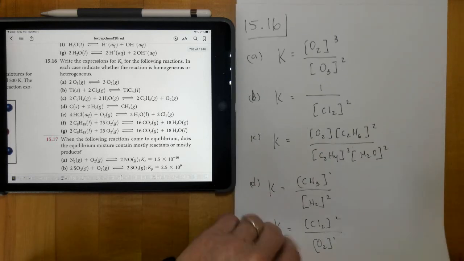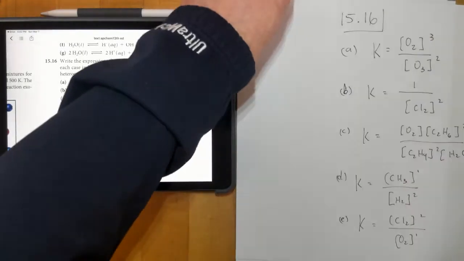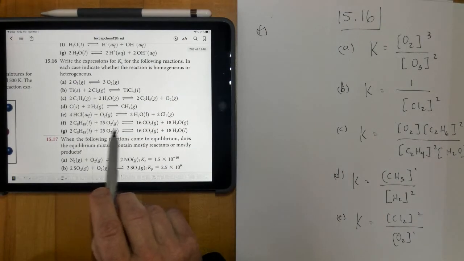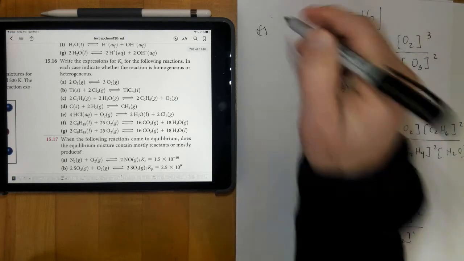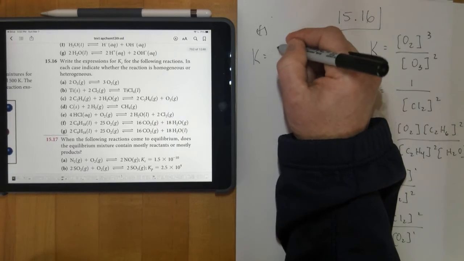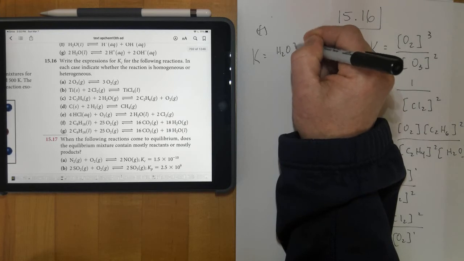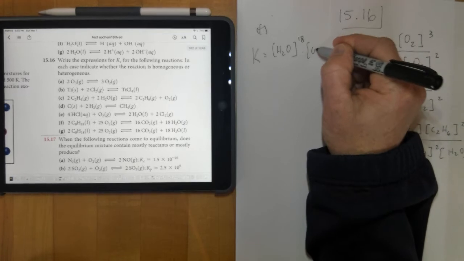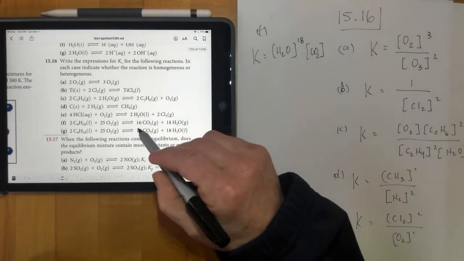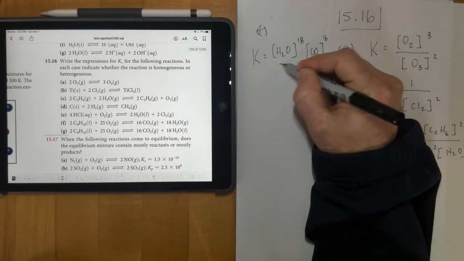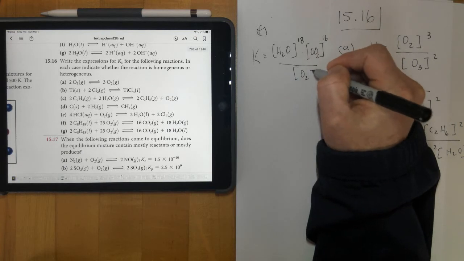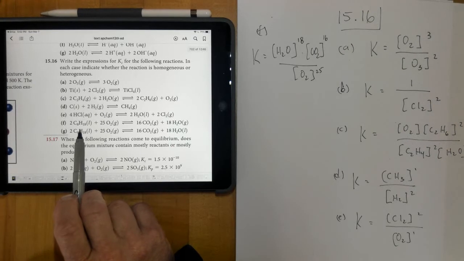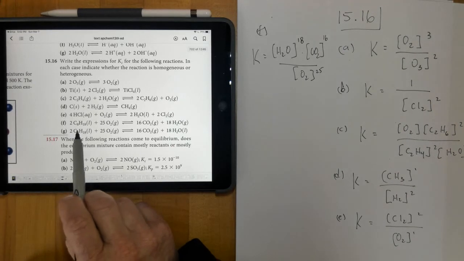Let's get a little bit more room here. Letter F, notice we have a pure liquid, and then the rest is gases, so once again it's heterogeneous, and so the K for this would be H2O in the gaseous phase raised to the 18th power times CO2, and that would be raised to the 16th power, and then divided by O2, and that would be to the 25th power, but no C8H18 in there because that is a pure liquid.